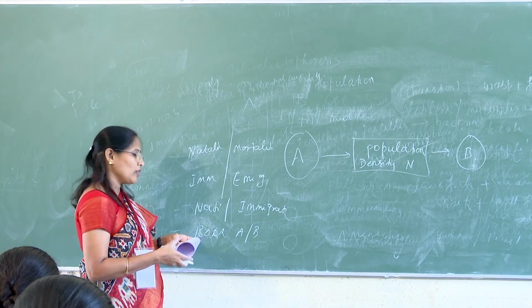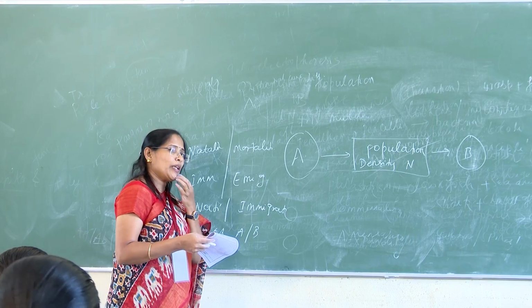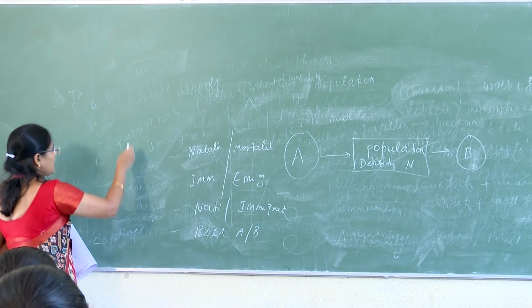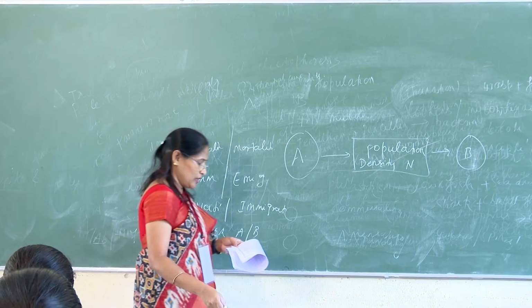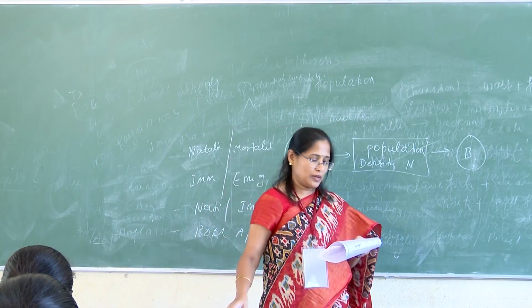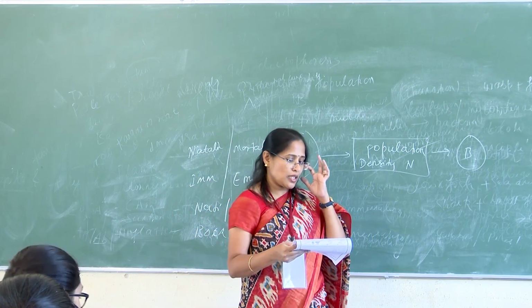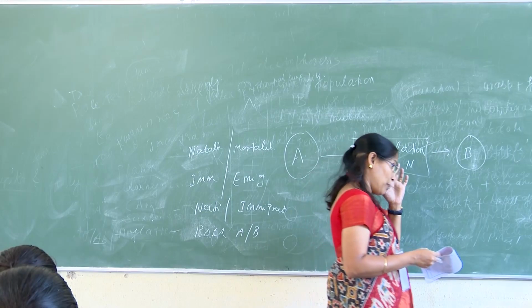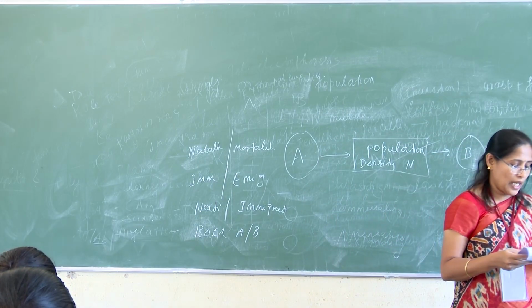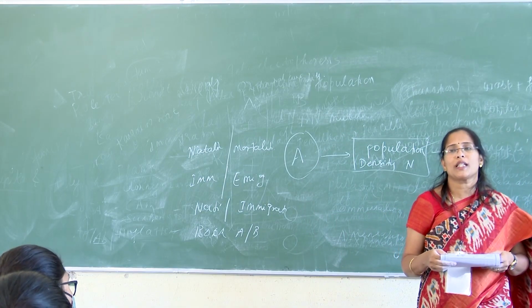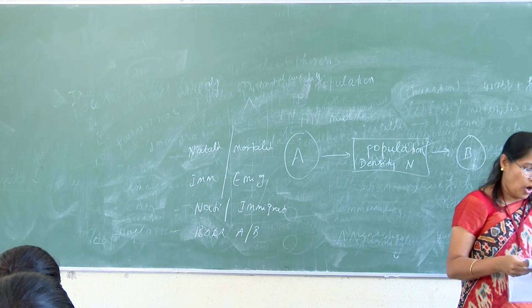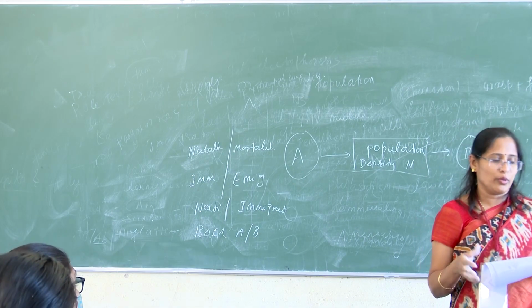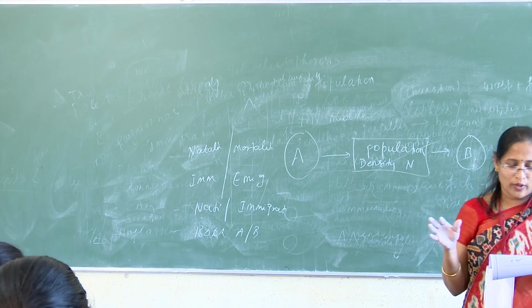Match the following. Column 1, take down. You have eurythermal. Column 1 is eurythermal. Then stenothermal, conformers and diapers. These are the 4 options that have been given in column 1. Column 2, I will not give the column 2, you can tell what it is. You will find out very easily.